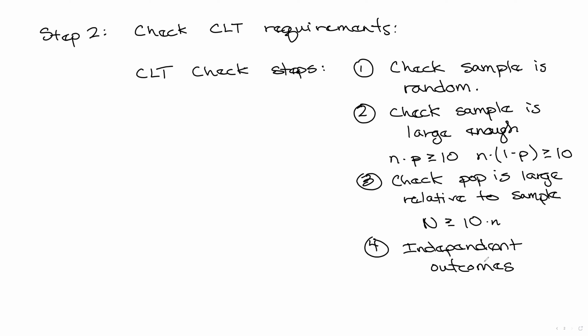You can't be surveying voters and then only survey voters from a particular magazine which happens to have a partisan lean of some kind. That would not be independent. Then suddenly all your survey people have something in common. They're not independent. All right. So anyway, that's step 2. We've got to check the central limit theorem requirements.